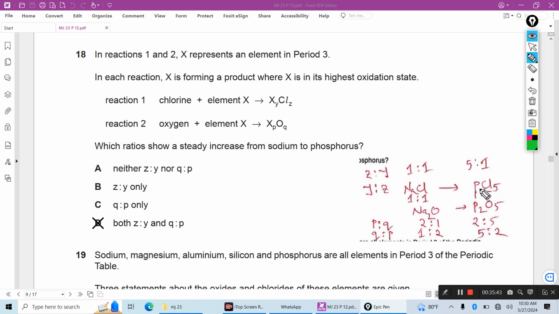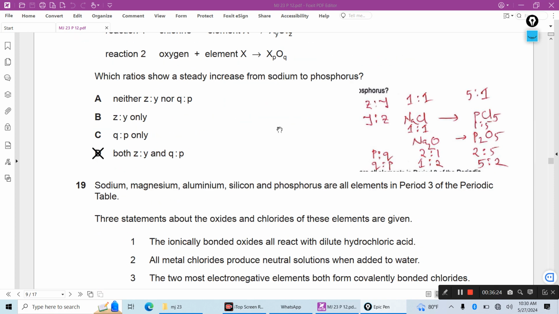So sodium chloride, phosphorus pentachloride. So this Y, Z is 1:1 to 1:5. If Z goes from 1/1 to 5/1, it increases. Then for Q and P, it is 2:1 to 2:5. So Q over P goes from 1/2 to 5/2, which increases, a steady increase. So this is the right answer.